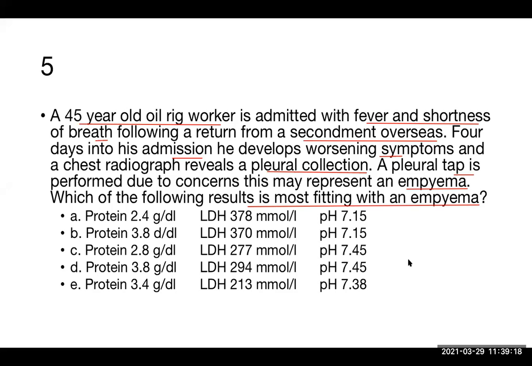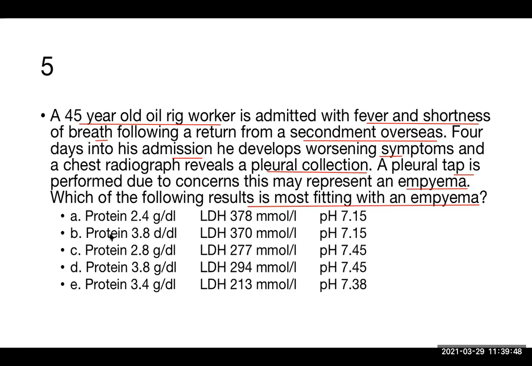Very good, excellent. The most important point here that you have to choose is pH. In pus, pH should be highly acidic. So see this, the last three options, pH 7.45, 7.45, 7.38. These are not highly acidic pH at all. It is not dropped from 7.35, so I can easily exclude them. C, D, and E are gone. Okay, only remaining options are A and B.